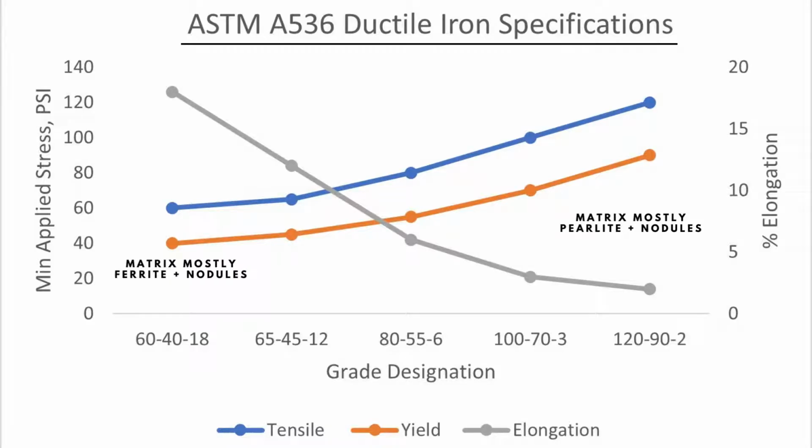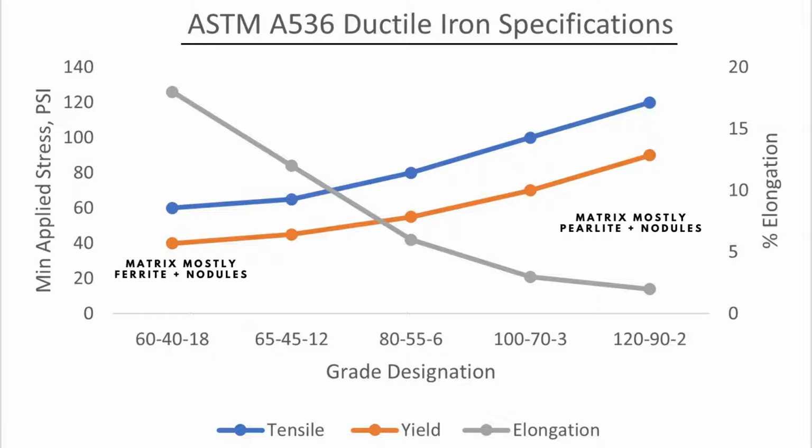Commercially in the U.S., most ductile irons are specified by ASTM A536 and sold by grade names containing the 3 main identifying characteristics: tensile strength, yield strength, and elongation. The lower the strength, the higher the elongation, and the higher the strength, the lower the elongation. 60-40-18 really just says 60,000 psi tensile, 40,000 psi yield, 18% elongation, minimum required. The image here is pretty self-explanatory.